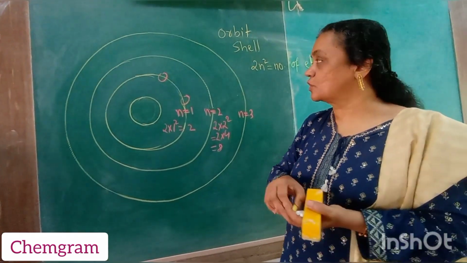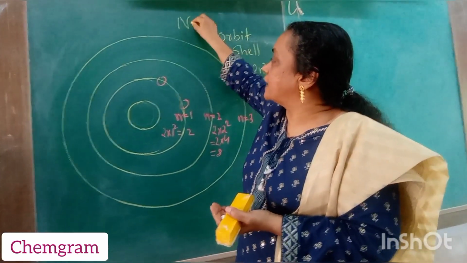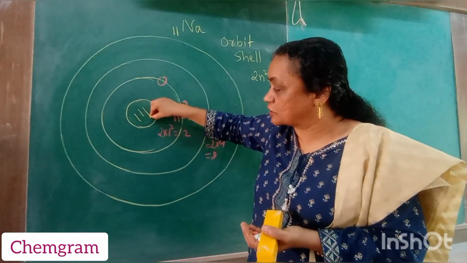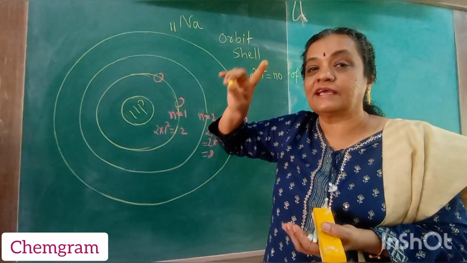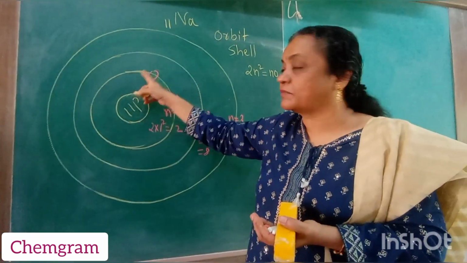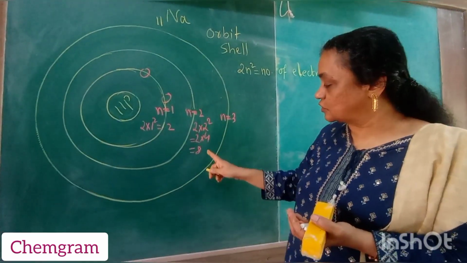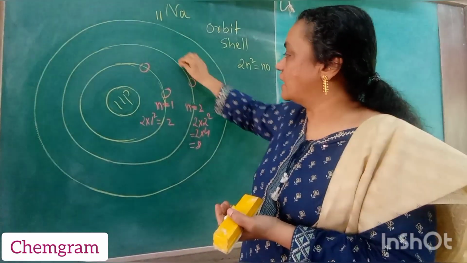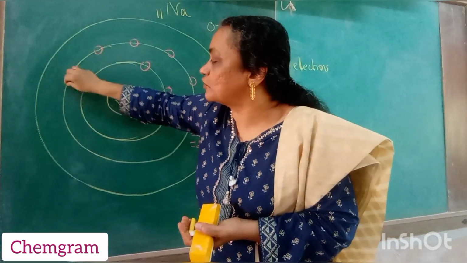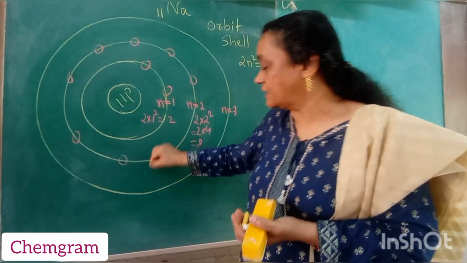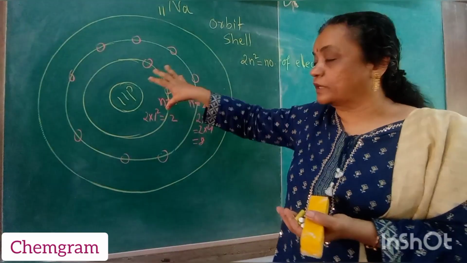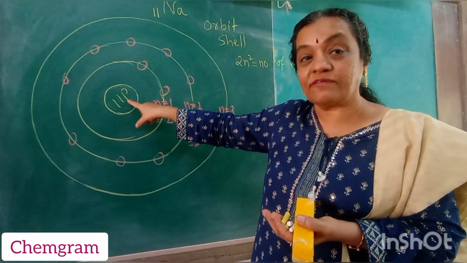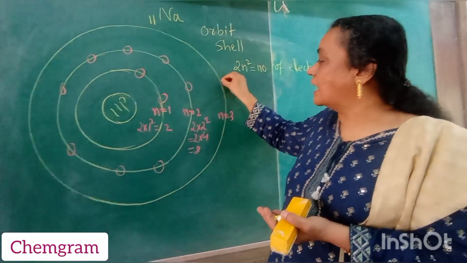Let me go back to sodium. Sodium, we already saw the atomic number was 11. That means there are 11 protons. So there should also be 11 electrons. 2 तो first shell में गया. Second में कितना जाएगा? So you have already calculated there should be 8 electrons. So if I put 8 here, 1, 2, 3, 4, 5, 6, 7, 8. Total कितने हुए अभी तक? 2 in the first, 8 in the second, total 10 हुआ. अब एक और बचा है because you have 11 protons. So in the third one, the last electron will go.